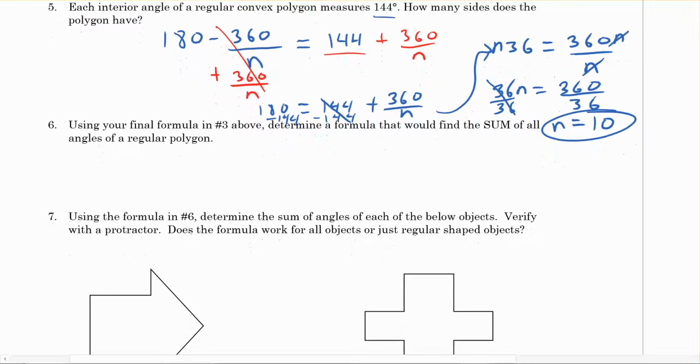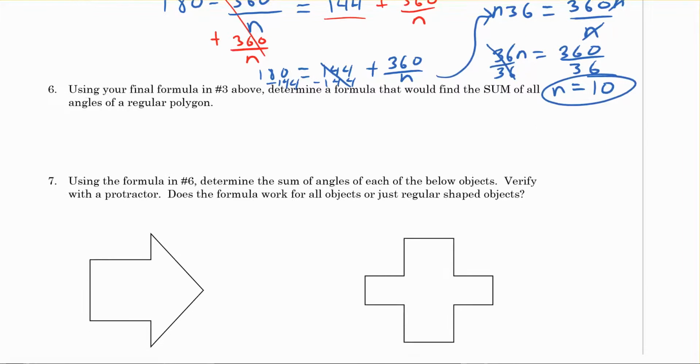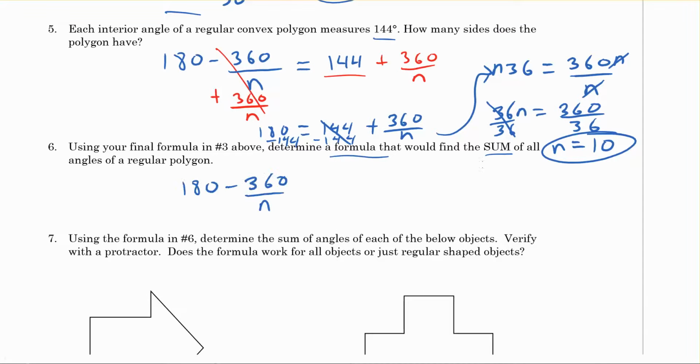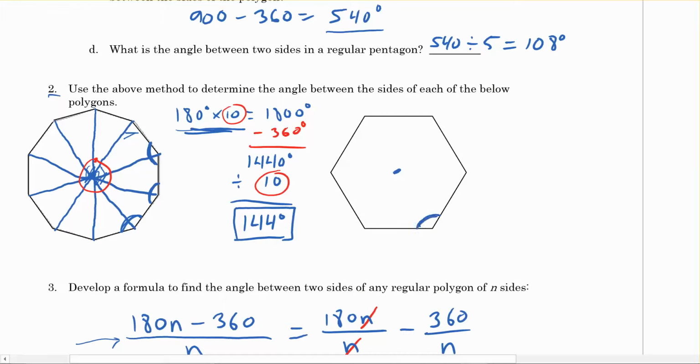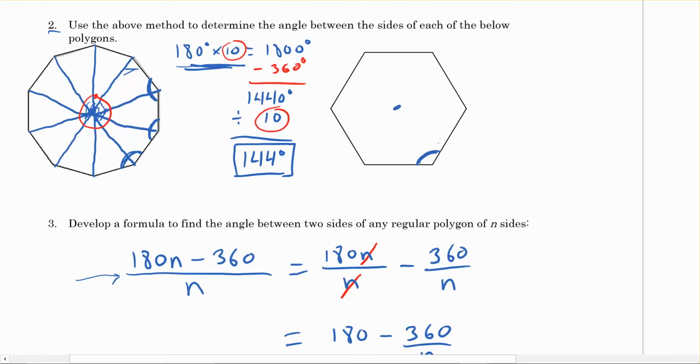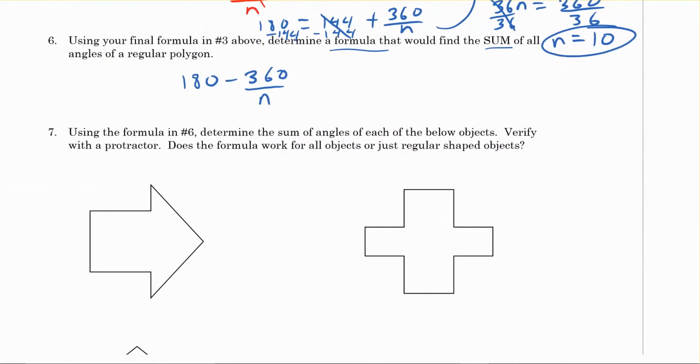Okay. Number 6 says, using your final formula in 3, determine a different formula that would find the sum, so adding all together, of all angles in a regular polygon. All right, so if we start off with our formula that we made for 1, remember what it does, it tells you what one angle is, right? So if I want to figure out the sum of all my angles, I'm just going to multiply it by how many sides there are. So I'm going to multiply it by n.